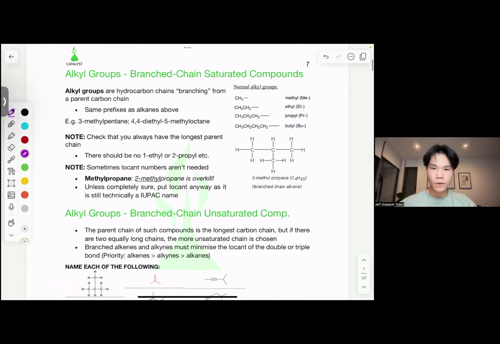Alkyl groups. So whenever you have carbon chains coming off the main chain, we call them an alkyl chain, and we name them based on how many carbons there are. If you have 1 CH, we have your 1 carbon coming off of the main chain, it's a methyl, 2 ethyl, 3 propyl, so on and so forth.